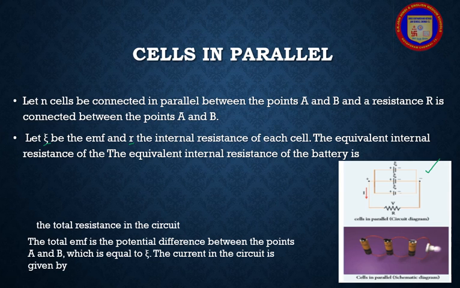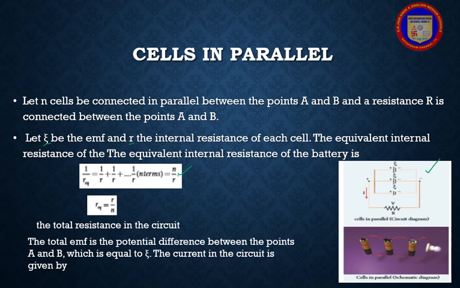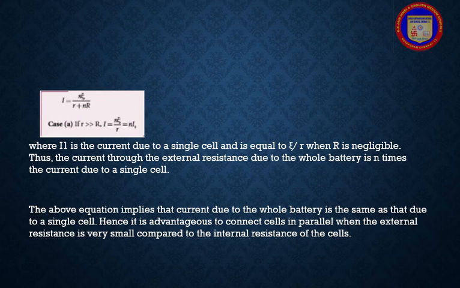The equivalent internal resistance of the battery is 1/r equivalent = 1/r + 1/r, etc., up to 1/r, which is n terms. We will get n/r. So, r equivalent = r/n, and the total resistance in the circuit is equal to R + r/n. The total EMF is the potential difference between the points A and B, which is equal to ε. The current in the circuit is given by I = ε/(r/n + R). So we get I = nε/(R·n + r).